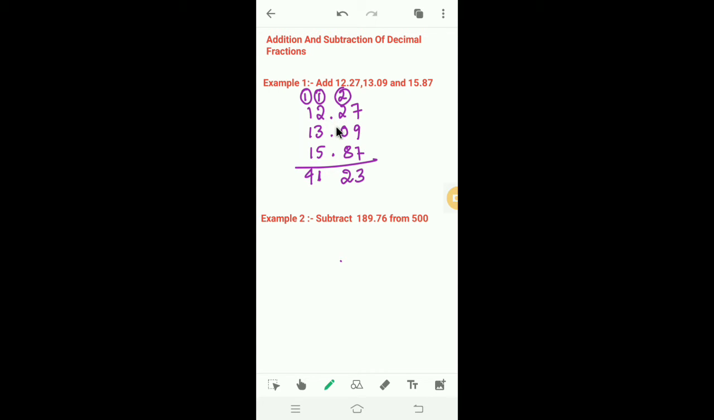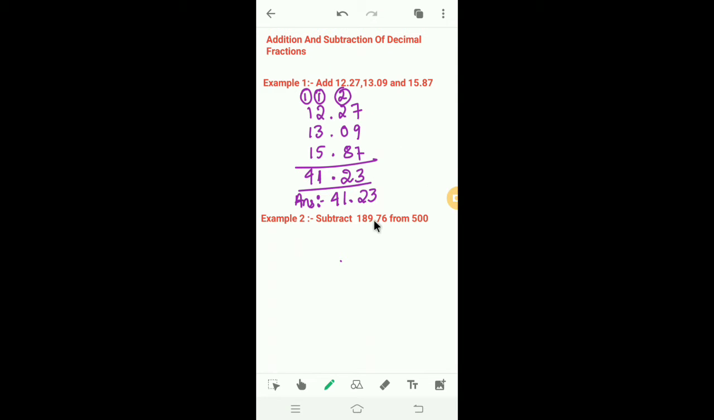Each number consists of 2 decimal places. So we have to put the decimal point after the 2 digits from the right. So the answer is 41.23.